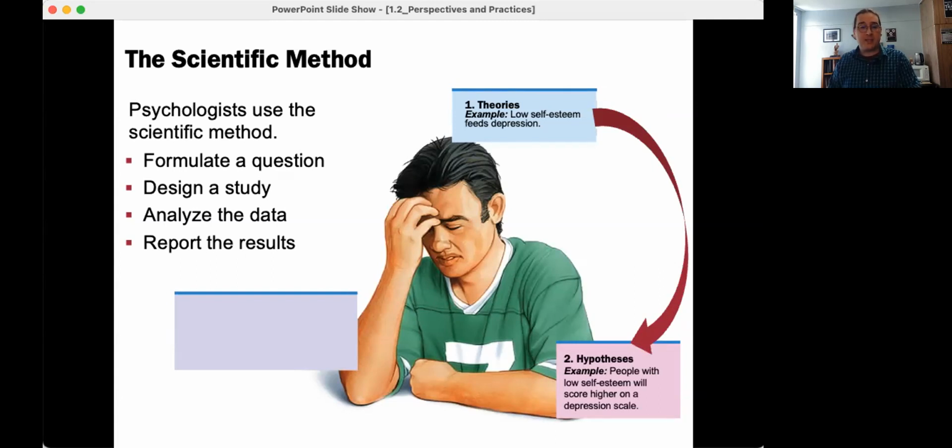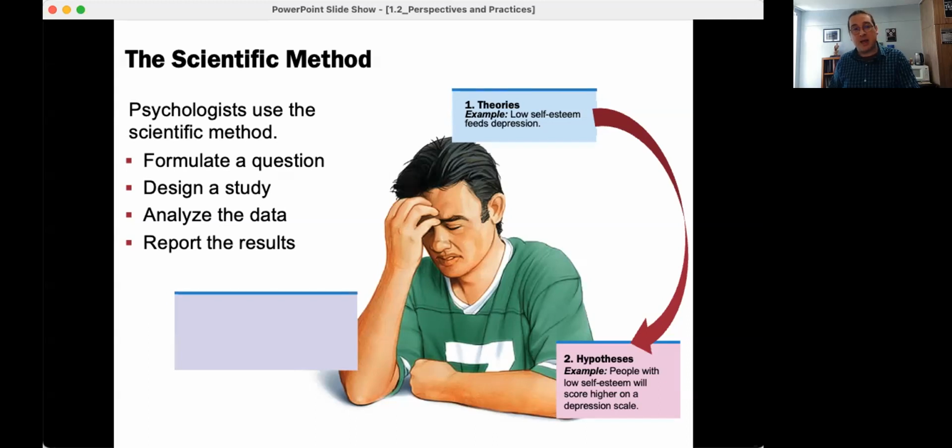Our hypothesis is basically your question, but just formed into a statement. So the hypothesis for this theory is going to be: people with low self-esteem will score higher on a depression scale. Okay, that's our hypothesis. Now, it may be true or not true, which we'll get to later when we're either accepting or rejecting that hypothesis.